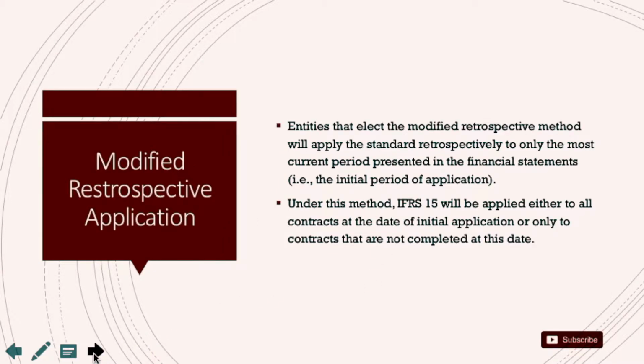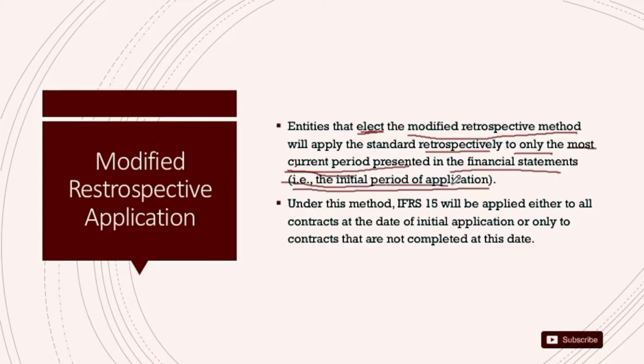Now let's understand in the language of IFRS 15 what we mean by modified retrospective application. I'll go through the text. So entities that elect, which means there are two options, as you know. The first is a full retrospective and the second one is a modified retrospective application. When they elect the modified retrospective method, they will apply the standard retrospectively to only the most current period presented in the financial statements. The most current period.